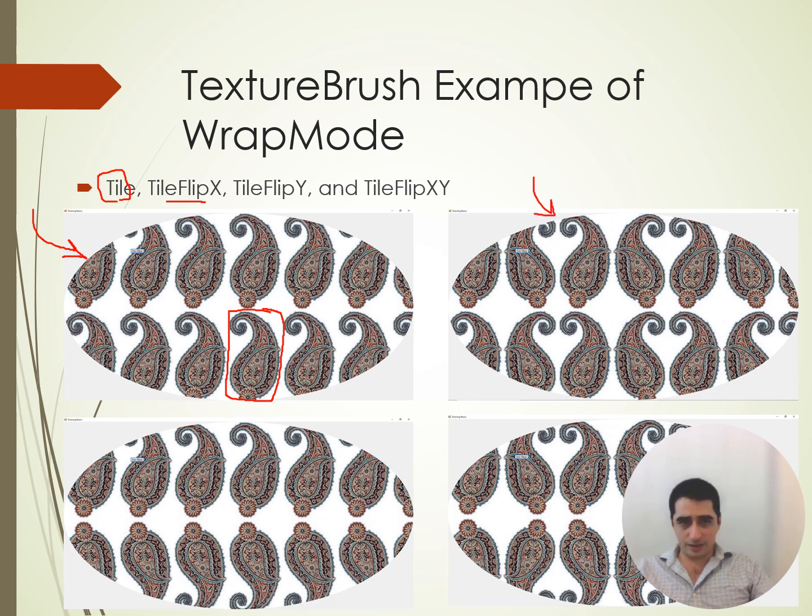If I use flip X, then it's going to show it this way. It uses this one. This is the flip X. It flips it with respect to the x-axis. This is the x-axis. And if you say flip Y, then it's going to flip it with respect to the y-axis, and if you do X and Y, then it's going to show it this. Then it's going to fill the whole ellipse using these tiles, which are flipped in both X and Y axis.